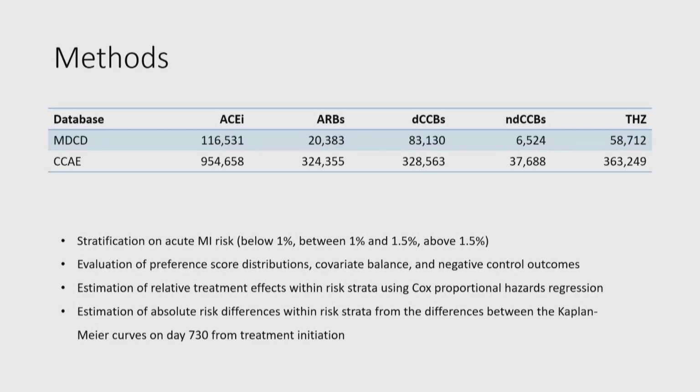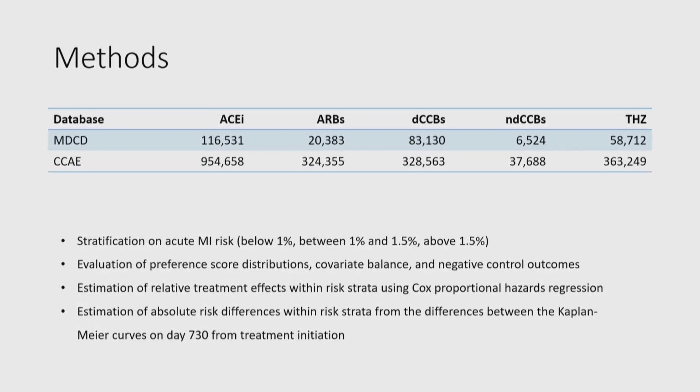At this stage, we have only generated results from 2 US claims databases, namely the IBM MarketScan multi-state Medicaid database, here MDCD, and the IBM MarketScan commercial claims database, here CCAE. We see in the table that we have adequate numbers of patients for all treatment cohorts, except maybe for non-dehydropyridine calcium channel blockers in MDCD, where we have somewhat fewer patients, but we'll see how this goes.